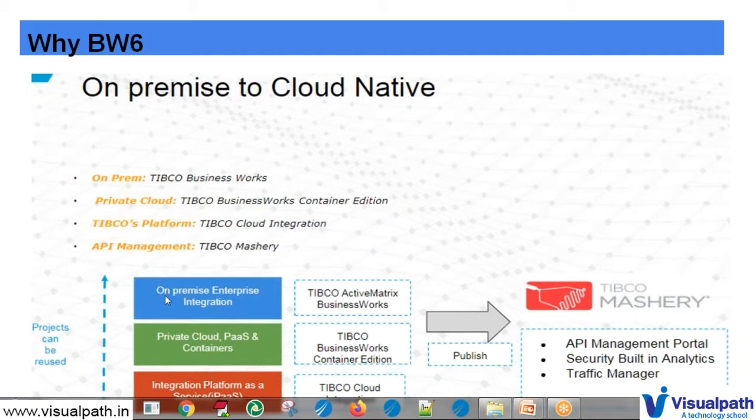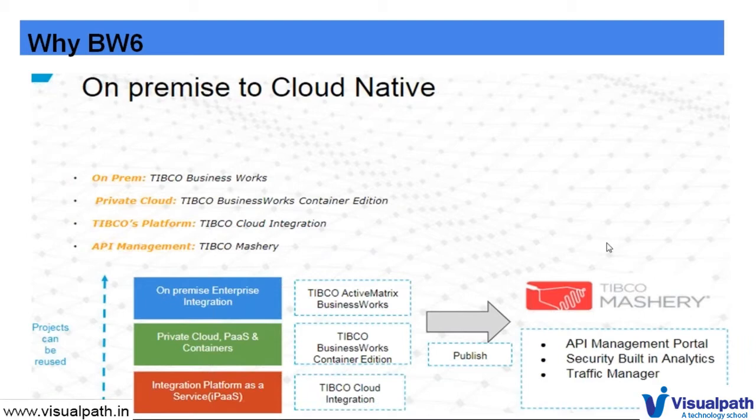Now, as you can see in this slide, these are basically the features offered by this product. On-premise deployment, as I said, is done by BW6. For cloud deployment and PaaS deployment, or integration platform as a service, we have the BWCE capability. For cloud deployment on public or private cloud like AWS or Azure, we use Docker for generating the container to be deployed on those clouds.